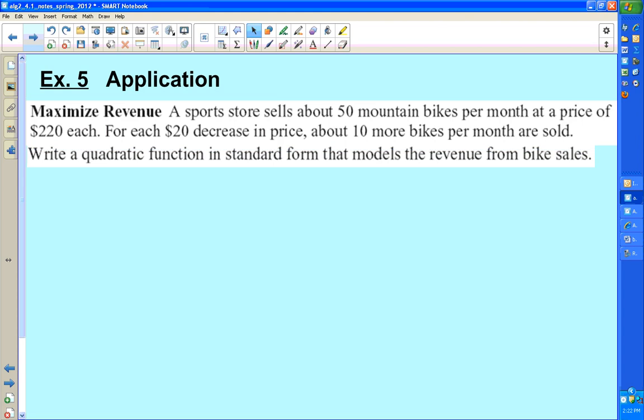So revenue. One of the things you should be able to do is come up with revenue. A sports store sells about 50 mountain bikes per month at a price of $220 each. For each $20 decrease in price, they're going to sell 10 more bikes per month. And we want you to write the function in standard form that models the revenue.